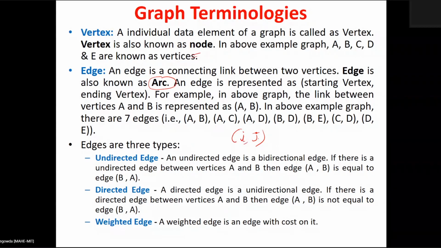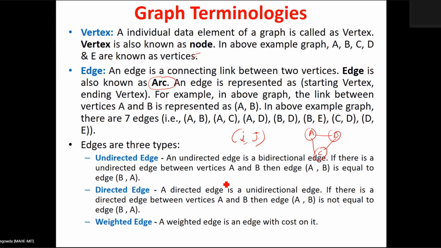There are three types of edges: one is the undirected edge, the second is the directed edge, and another is the weighted edge. For example, I have a graph A, B, C like this. If they are connected this way, with no direction shown in the figure, this is an example of an undirected edge.